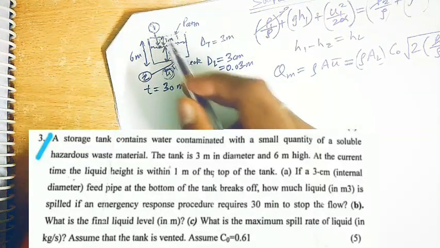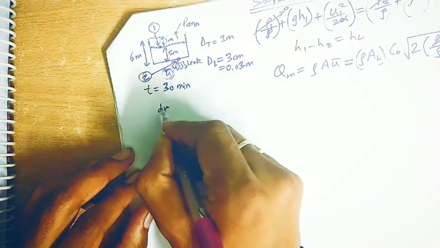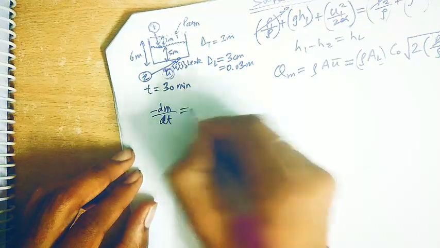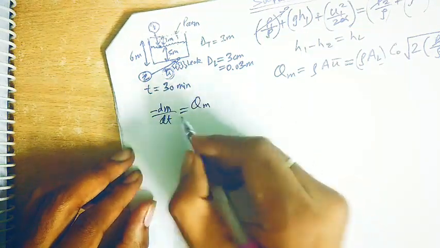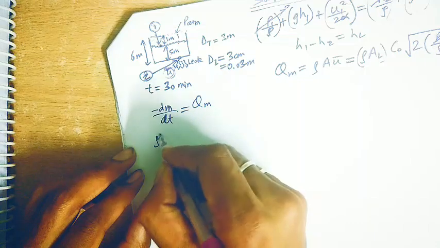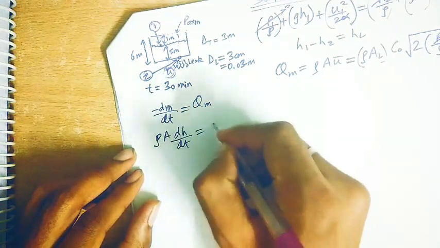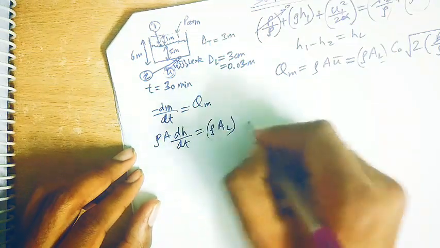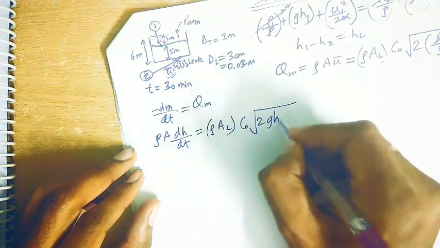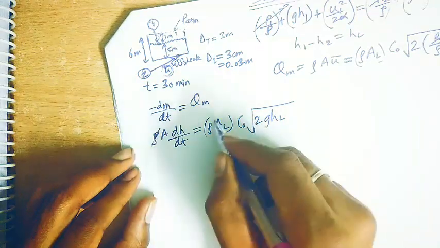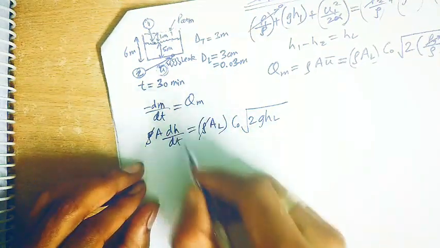So this mass that is decreasing and this mass that is coming out should be equal. So dm by dt, we have done it earlier, dm by dt is Qm, right? Now m is, as we have stated, rho into V, rho into A into dh, and dm by dt is equal to Qm. So Qm is rho A_L C0 under root 2 g h_L. So this rho could be cancelled out because it is incompressible flow.